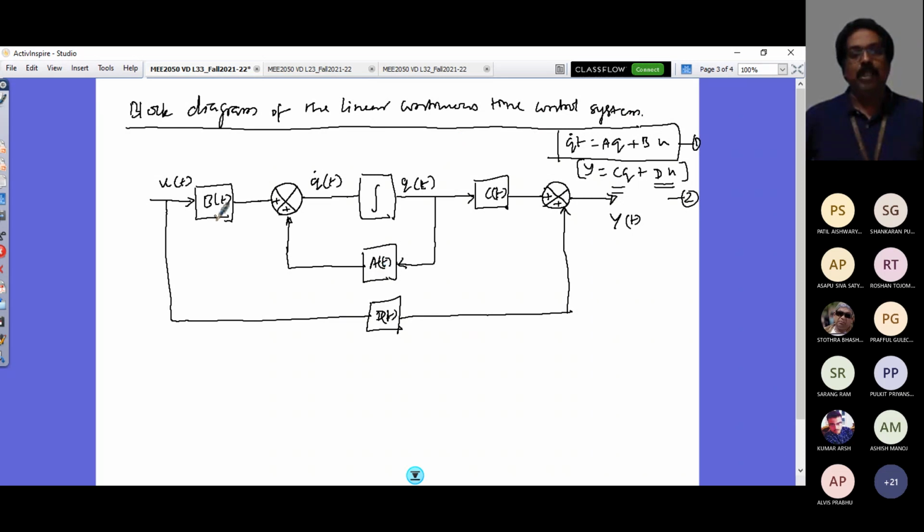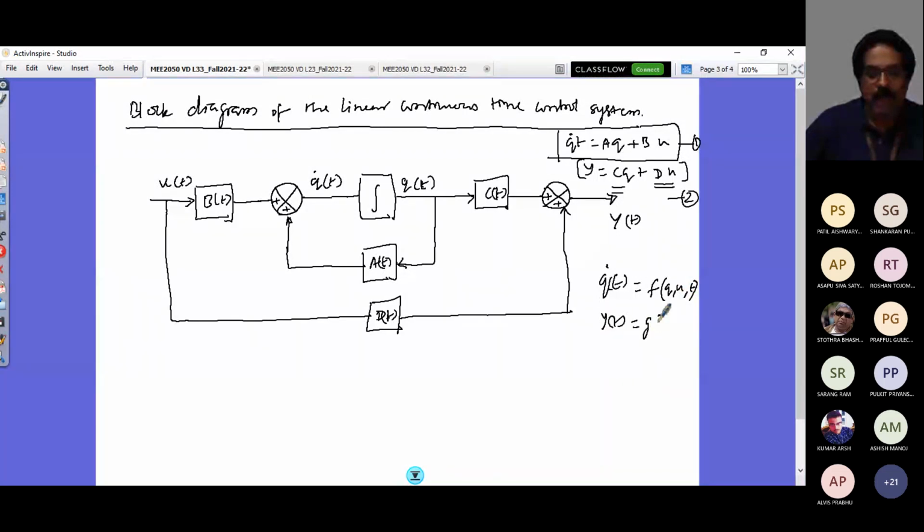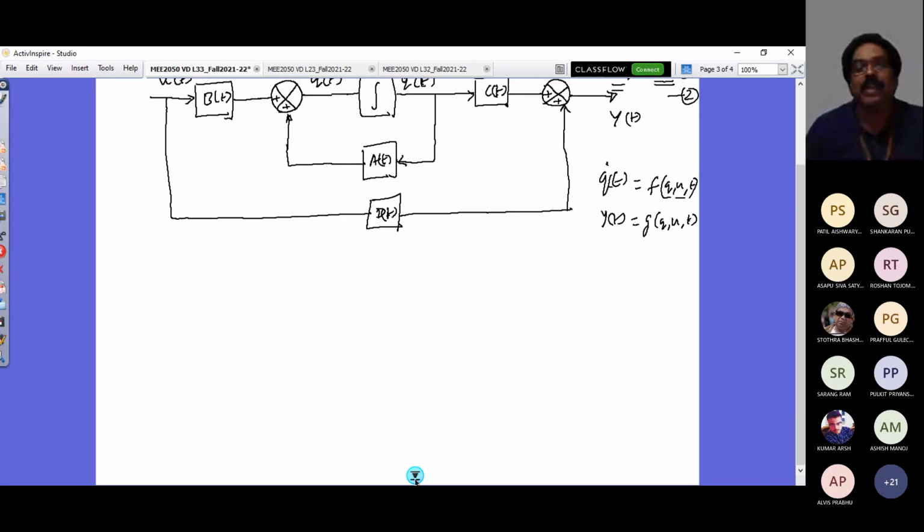So in all these blocks, if B of t, A of t, D of t, and C of t are all constants, then it is a time invariant system. So you understand here that Q dot of t is going to be a function of Q, U, and T. So it's a function of state variable, of your input, and time. And y of t is also a function of Q, U, T. If these vector functions do not involve time t, if this q dot of t is a function of only q and u, then that is called a time invariant system. So remember that.